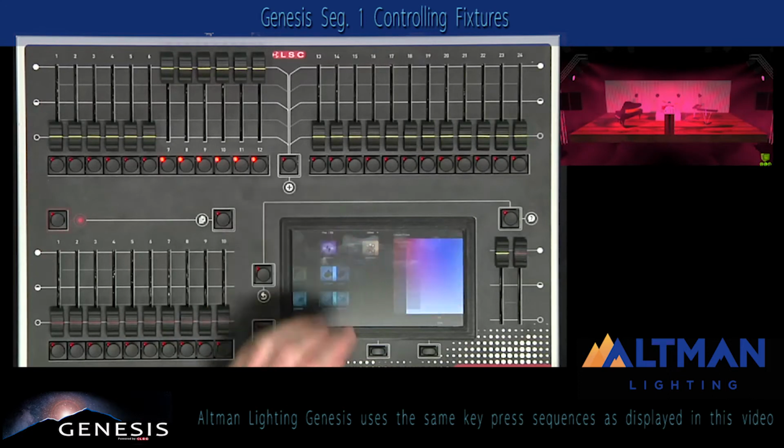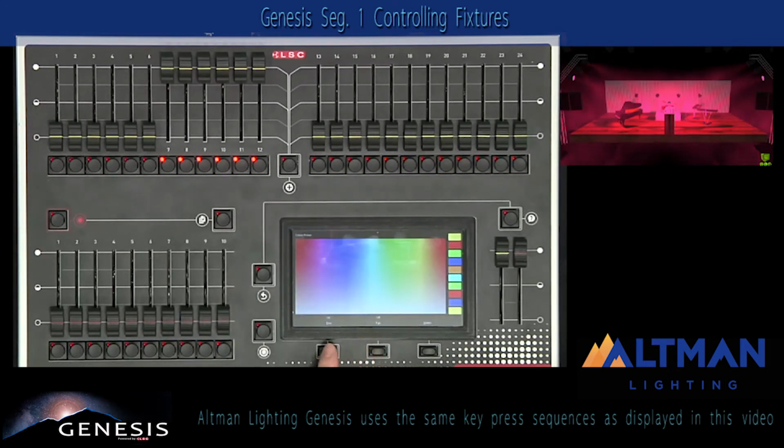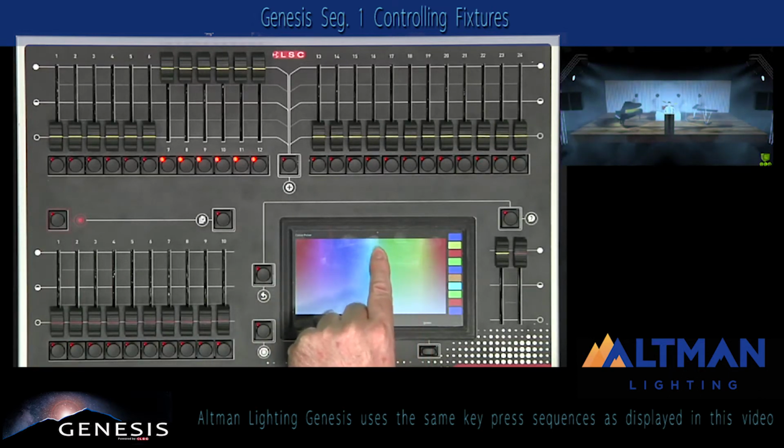In the Colour Picker, there are also functions for fine control. So when we get the rough colour we like, we can switch on fine and then move our finger to get very subtle colour control.